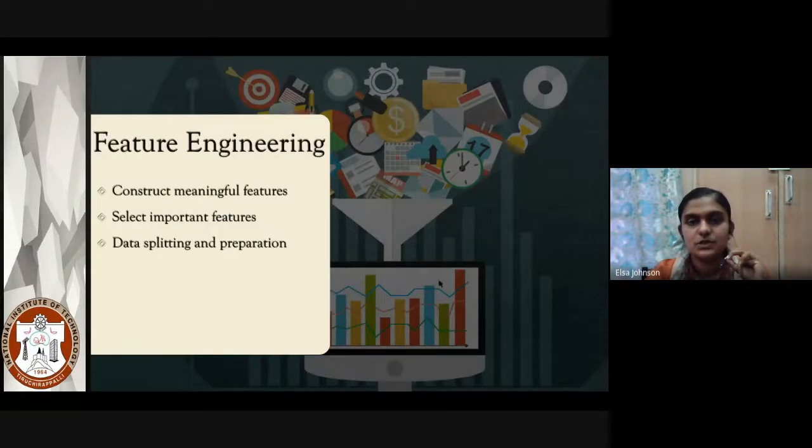Next is feature engineering. The data which has been explored, and the relations found, we take that forward, and from there we have to discard some features which won't help in classification. Those unimportant features are removed and meaningful features are constructed. That is known as feature engineering, and then it is followed by data splitting and preparation.